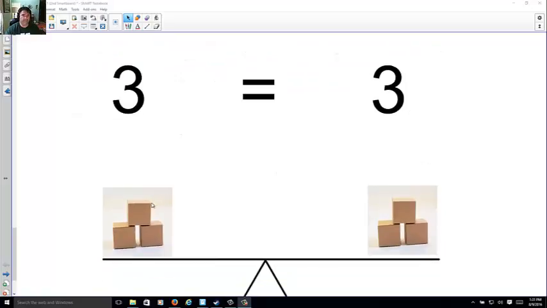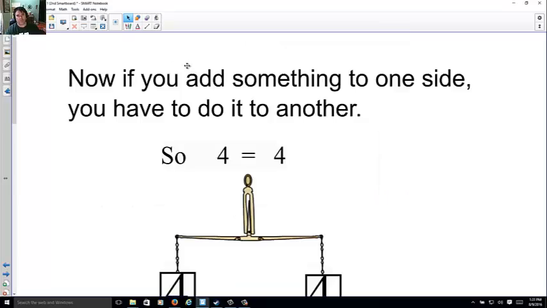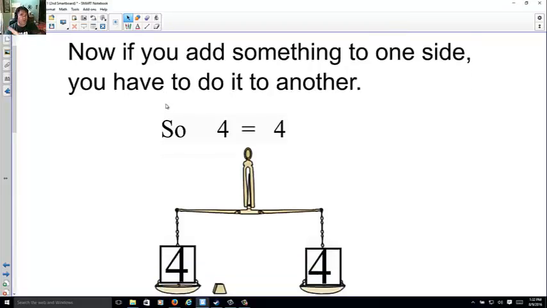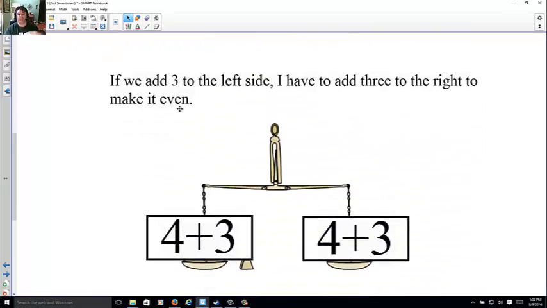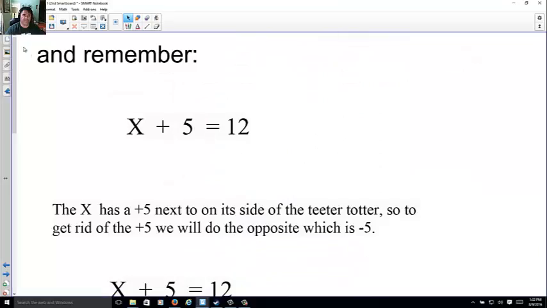3 equals 3. 3 blocks equals 3 blocks. It's all the same. Now, if you add something to one side, you have to add it to the other. So if I have 4 equals 4, that's fine. But then if I add 3 to the left side, I have to add 3 to the right side. Because then it would make 7. 7 equals 7.